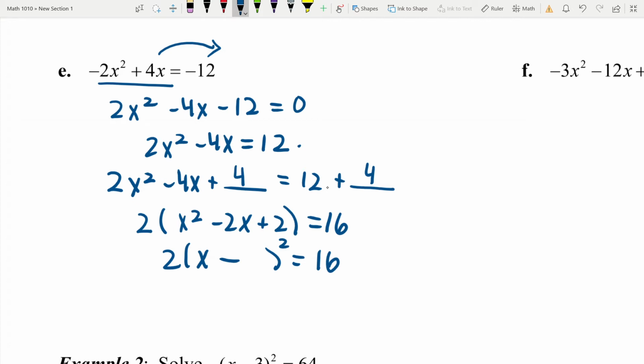Do it over here. Now take out the 2, and I'm left with x to the second minus 2x plus 2 equals 16. Then I try to factor. The x to the second goes to an x. This is a minus. Now the problem is the 2 is not a perfect square. Nothing nice squared gives me 2. 1 squared is 1, 2 squared is 4. Can somebody tell me what I did wrong?